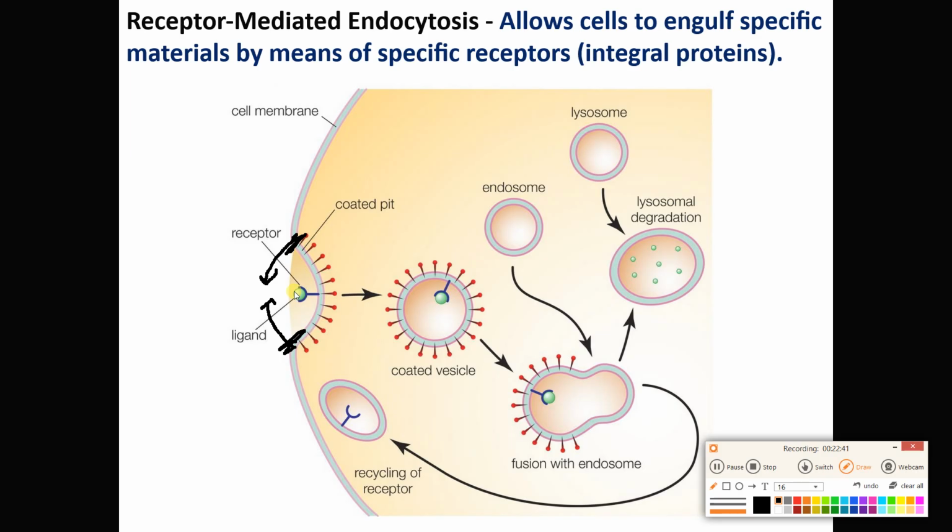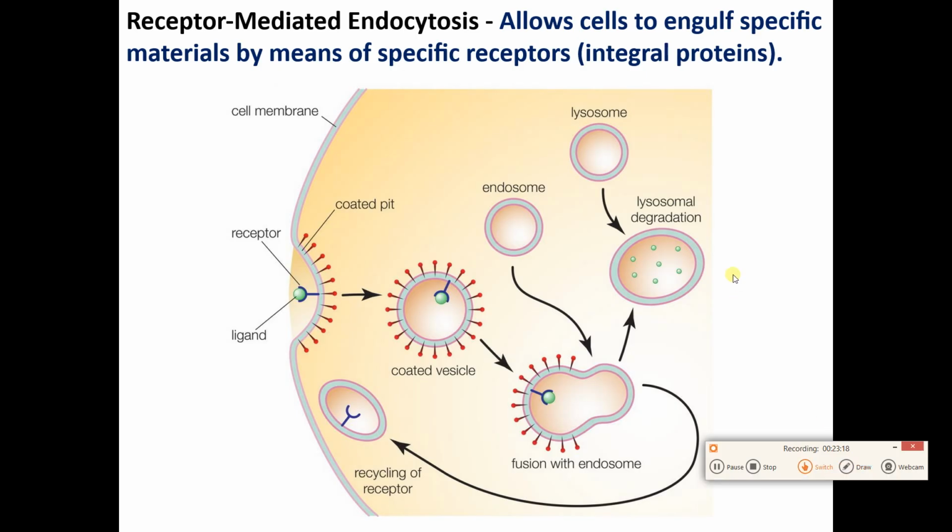So this lets my cell engulf specific things. So we use a specific receptor, which is an integral protein, a protein embedded in the cell membrane, and it lets me engulf specific things. Because no random thing is going to grab onto the receptor, but a specific ligand is. And then we make a vesicle and we bring that thing inside. So that is receptor-mediated endocytosis. Very good for bringing specific things inside your cell.